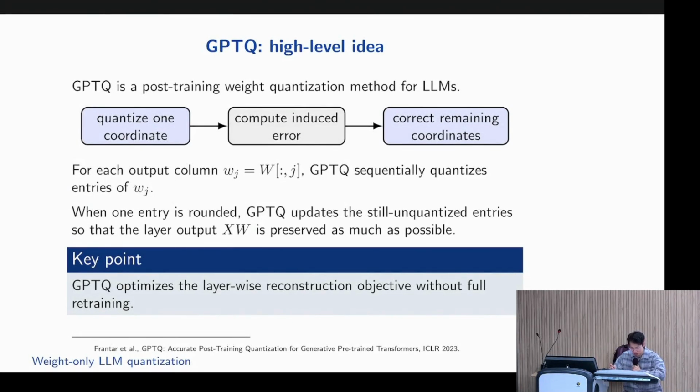Okay, so what's a more practical algorithm? GPTQ is used quite a lot. This is an important contribution. It's one of the post-training weight quantization methods where you iterate between quantizing one coordinate at a time. Sequentially, given each output column, it sequentially optimizes different coordinates of Wj in a coordinate descent style fashion. And when one entry is fixed, it updates the remaining entries in Wj one at a time.